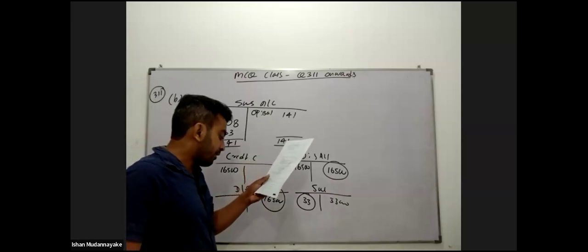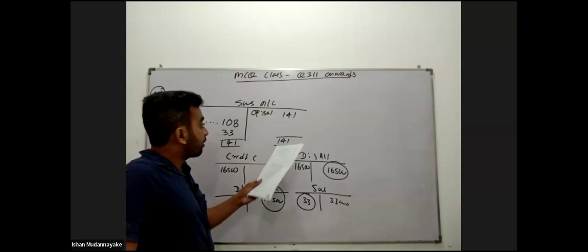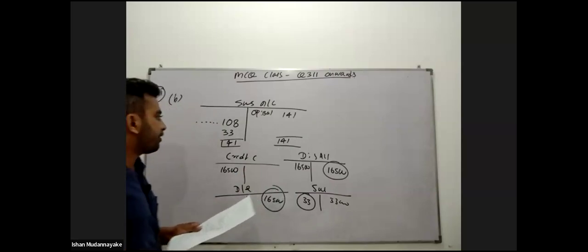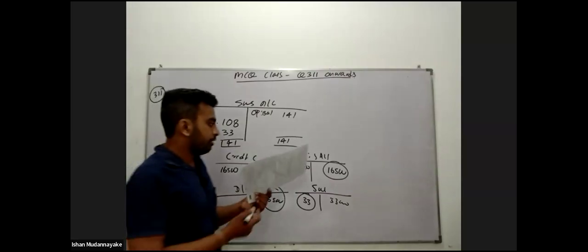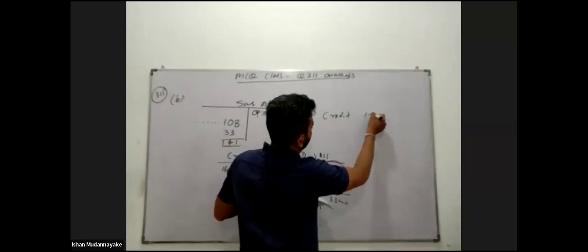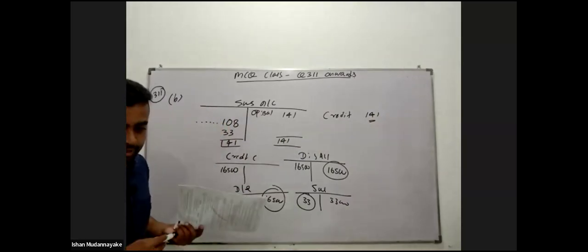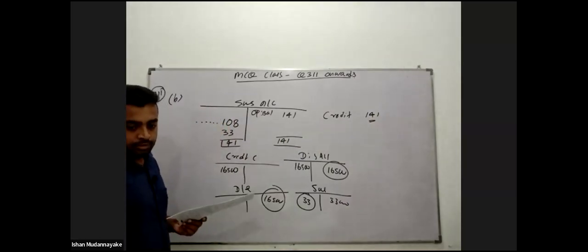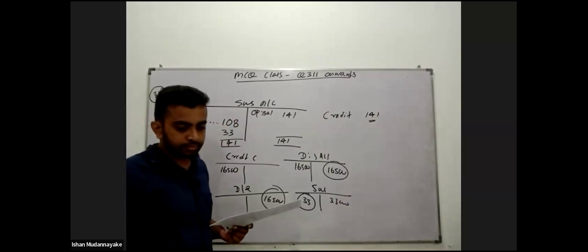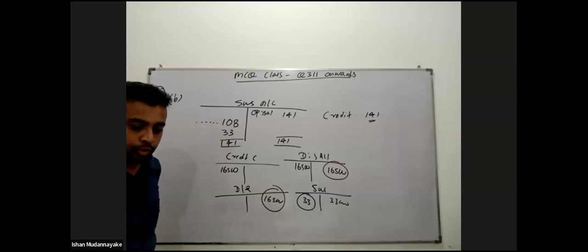What should be the balance in the suspense account given the above errors? Credit balance 141,000. Credit 141,000. Is that clear? Kapila, is it clear?